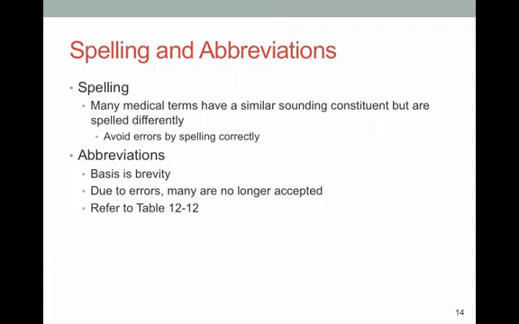Abbreviations. Basis is brevity. Short and concise is what I mean by that. Due to errors, many are no longer accepted because they can easily be mistaken for something else. Refer to table 12-12 in your book on this. Many EMS agencies have only an accepted list of abbreviations, but whenever you're writing abbreviations, you're trying to shorten your verbiage so that your information is concise.